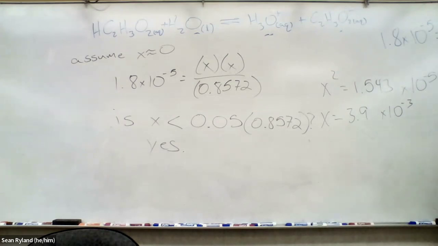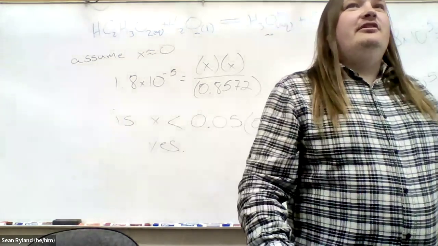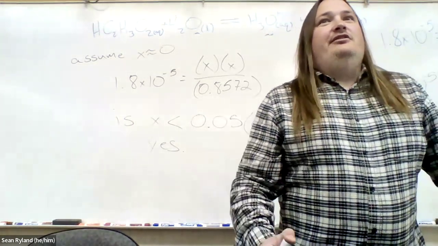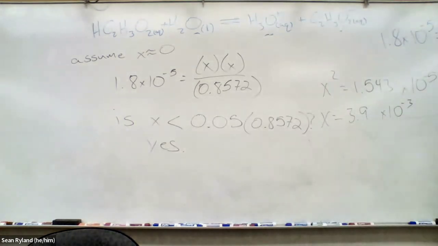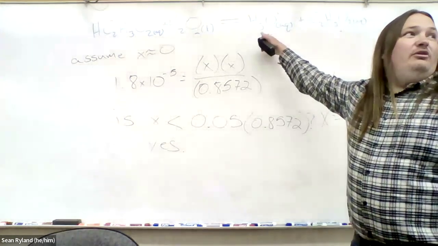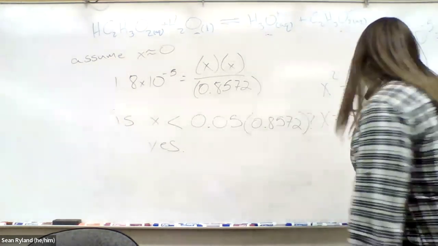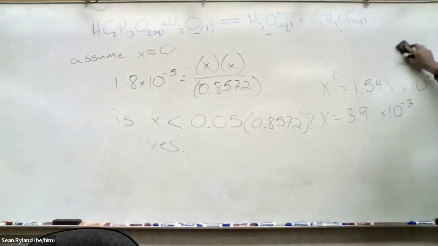Are we done with this problem yet? Almost. What were we actually trying to solve for? pH. So based on what's on the board, how do we get to pH? We solved for X. X was our equilibrium concentration of hydronium, right? So if we know what X is, we know we can get to pH.